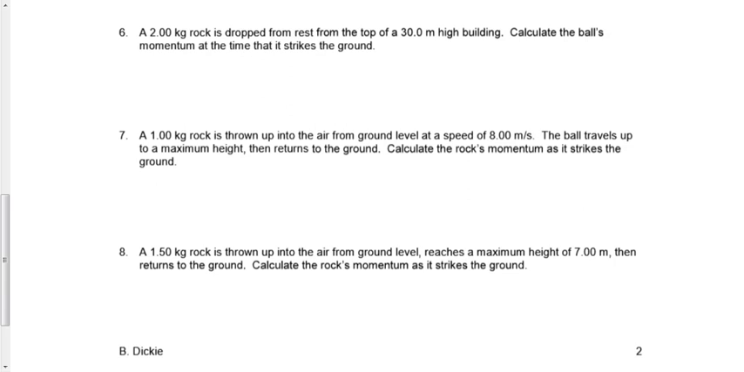Okay, worksheet number 1, questions number 7 and 8 today. Number 7 says a 1 kilogram rock is thrown up into the air from ground level at a speed of 8 meters per second, travels up, and returns down to the ground. What's the momentum when it strikes the ground?